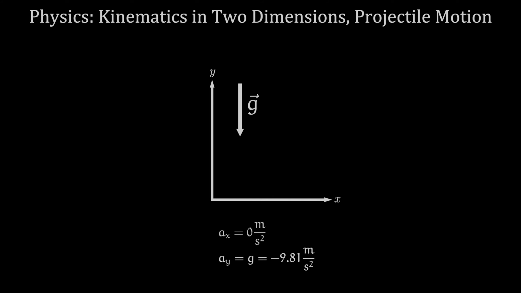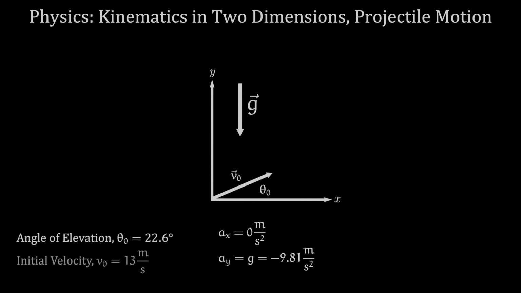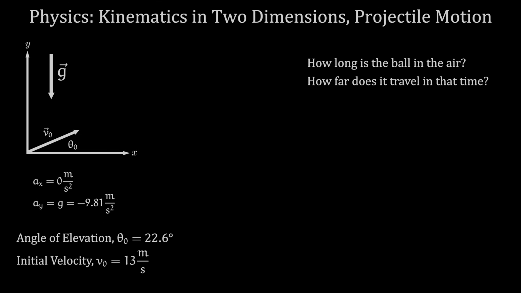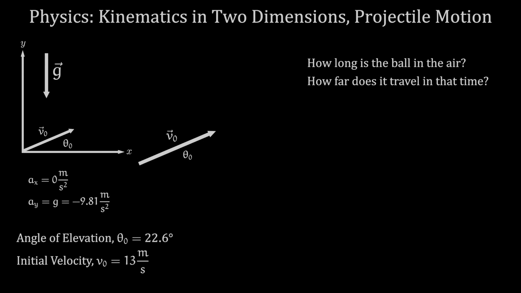If we throw a ball with an angle of elevation measured from the x-axis of theta naught equals about 22.6 degrees with an initial velocity, v naught, of 13 meters per second, how long is the ball in the air, and how far does it travel in that time? First, we break down this initial velocity into its vector components.